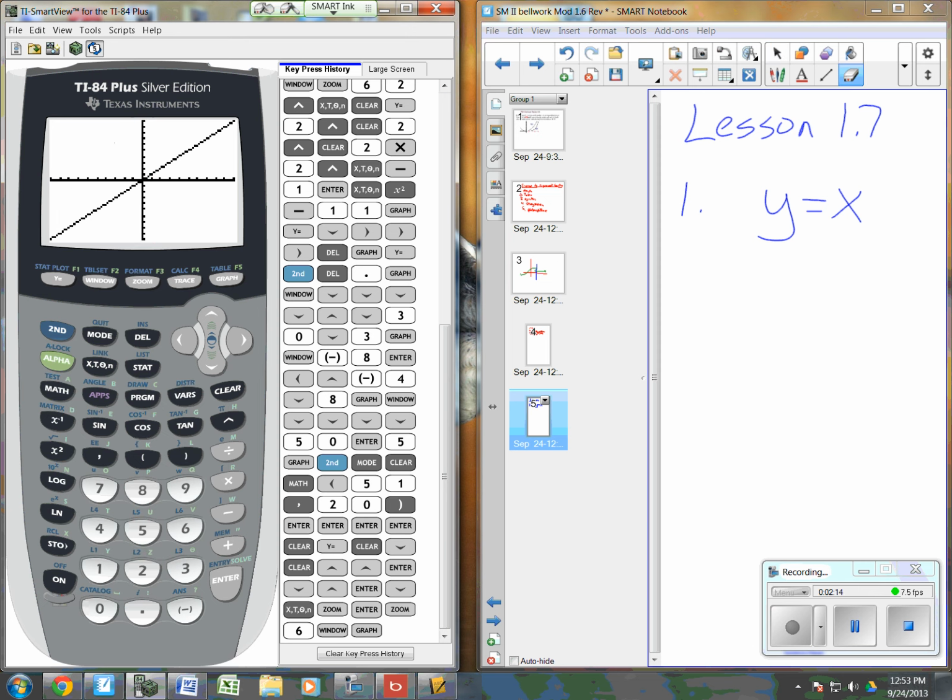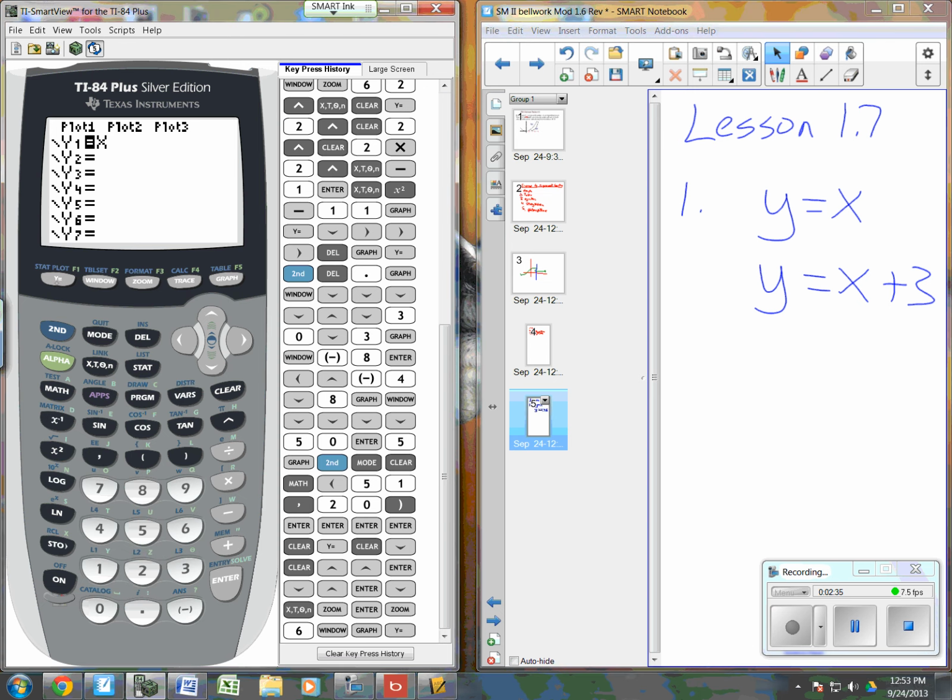So I put in y equals x. Now it says it wants you to compare it to the equation y equals x plus 3. And all you did is added 3 to x, right? So we go into my calculator. Notice that y equals x goes right through 0, 0 right here. It's on a 45-degree angle.